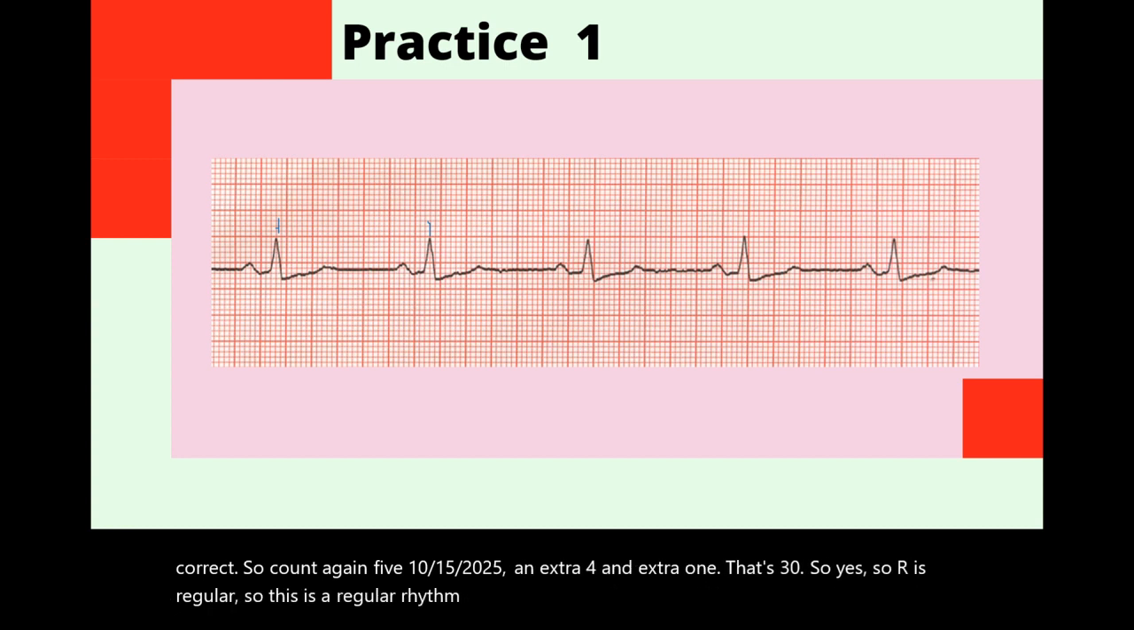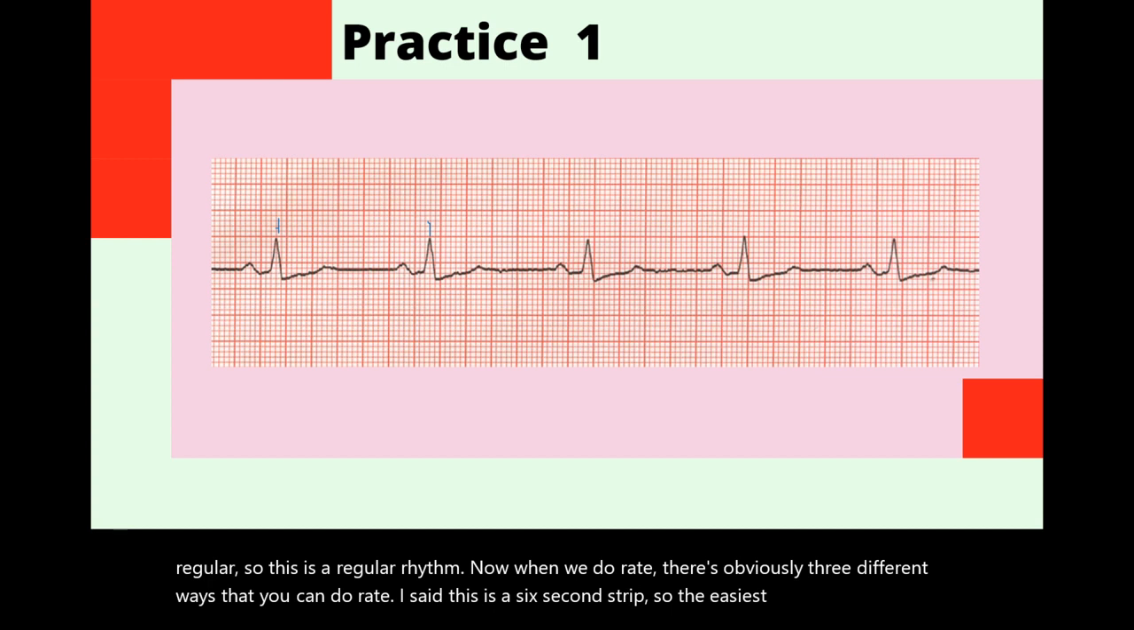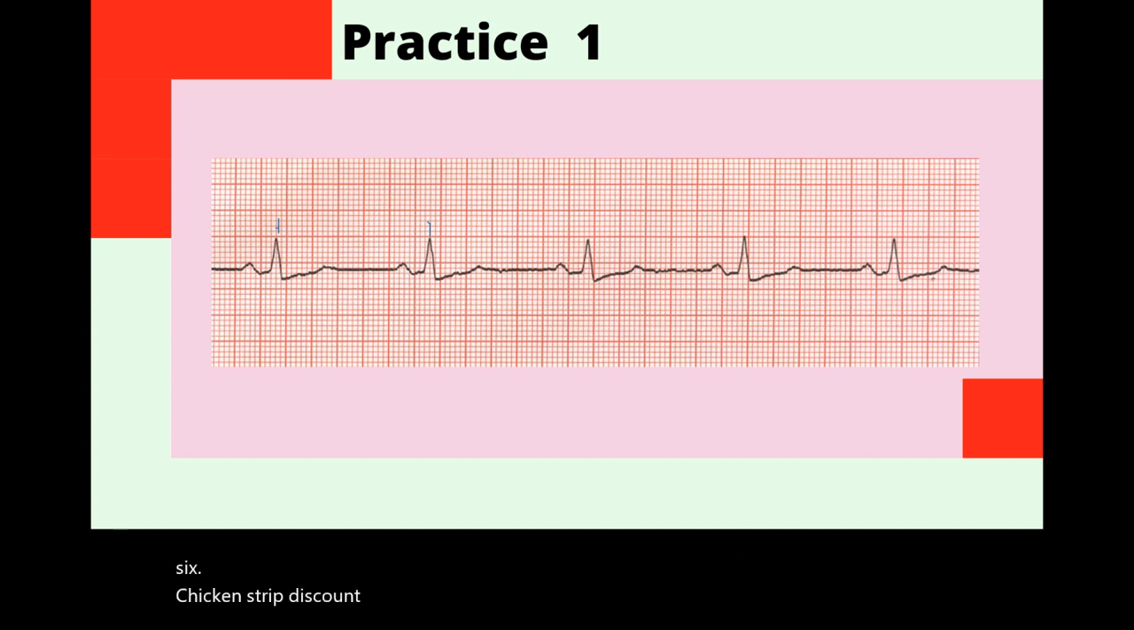Now, when we do rate, there are obviously 3 different ways that you can do rate. I said this is a 6-second strip, so the easiest way to do rate on a 6-second strip is count how many R complexes you have. 1, 2, 3, 4, 5, multiply by 10, so we have a rate of 50.